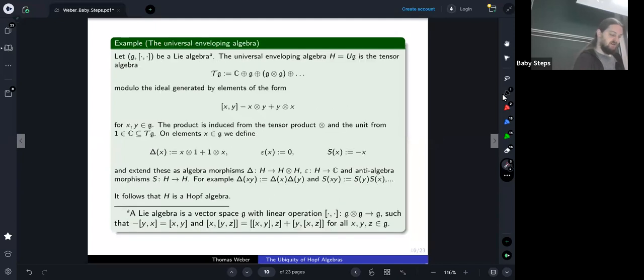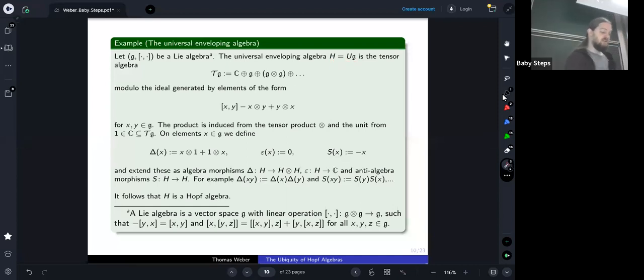Second example is the universal enveloping algebra. So you take a Lie algebra, which, as a reminder, is just a vector space G with some linear operation, which is skew symmetric and satisfies the Jacobi identity. And if you have such a Lie algebra, you build the universal enveloping algebra as follows.